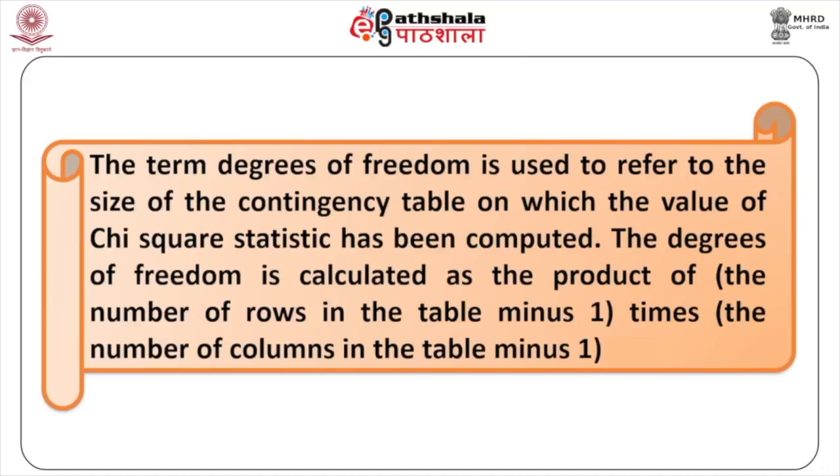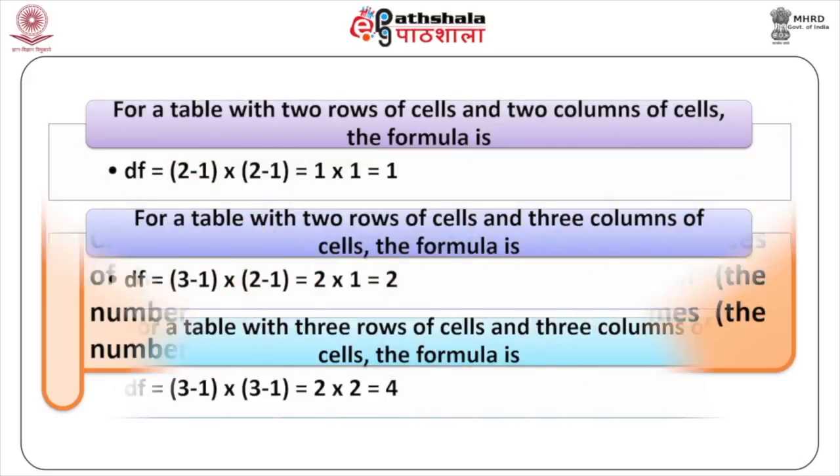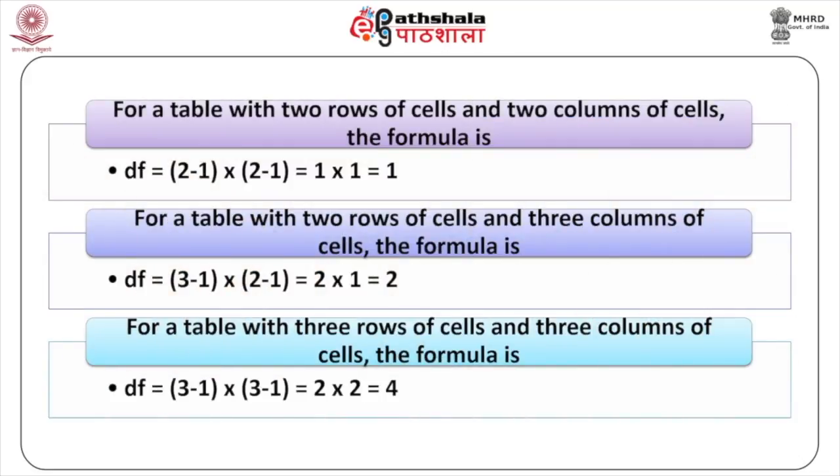The degrees of freedom is calculated as the product of the number of rows in the table minus 1 times the number of columns in the table minus 1. For a table with 2 rows of cells and 2 columns of cells, the formula is degrees of freedom equals 2 minus 1 multiplied by 2 minus 1. That is 1 into 1, which equals 1.